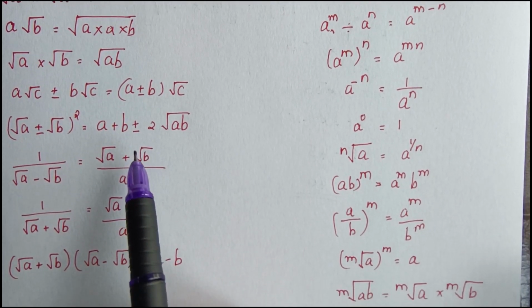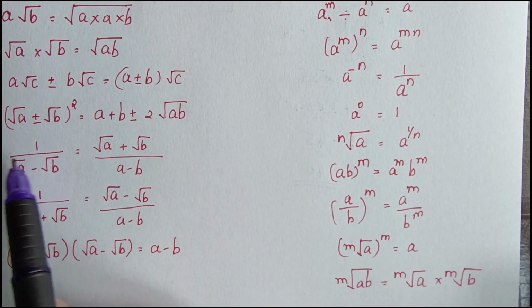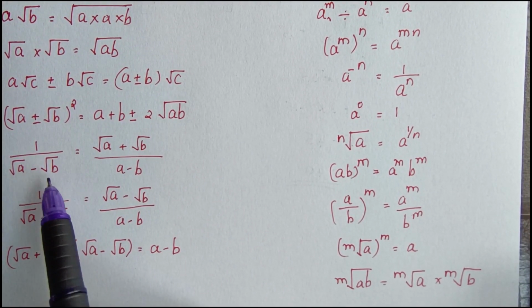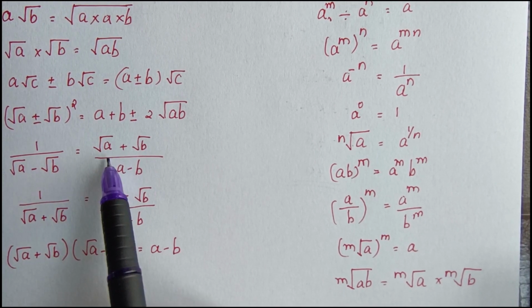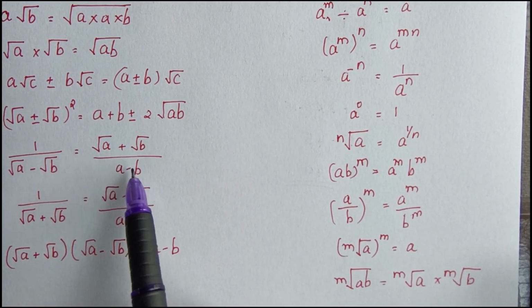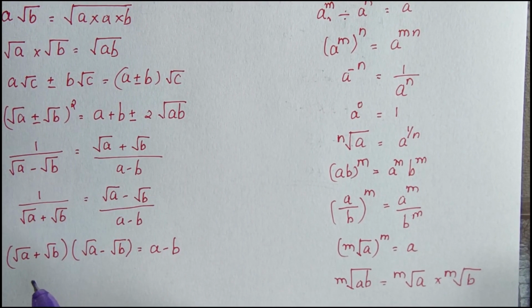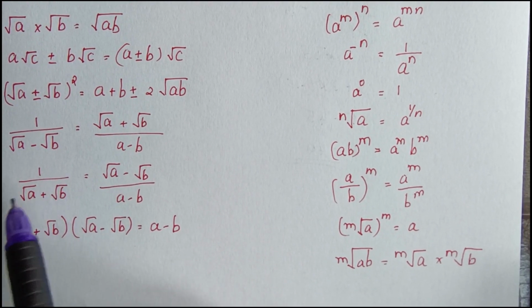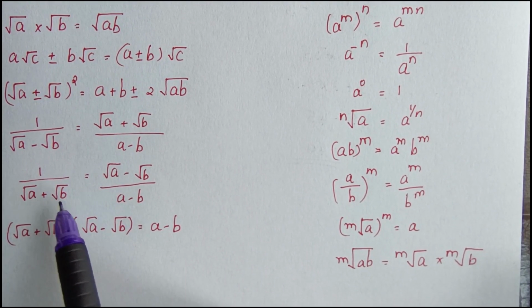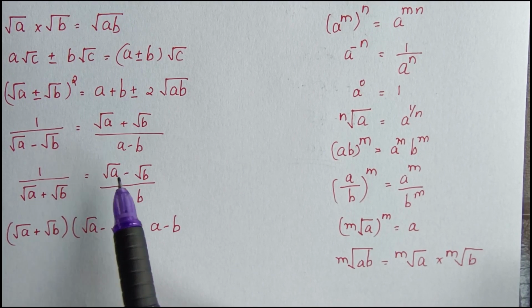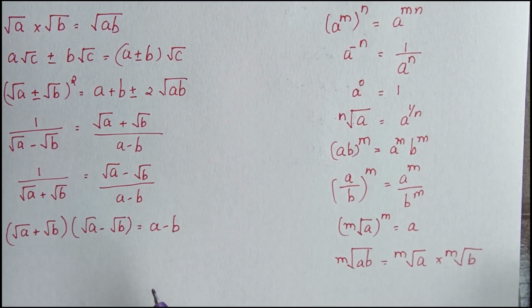Now this next one is a very important formula. That is 1 by root of a minus root of b is equal to root of a plus root of b divided by a minus b. This is a very important shortcut you can use in various problems related to surds and indices. Similarly, 1 by root of a plus root of b is equal to root of a minus root of b divided by a minus b.